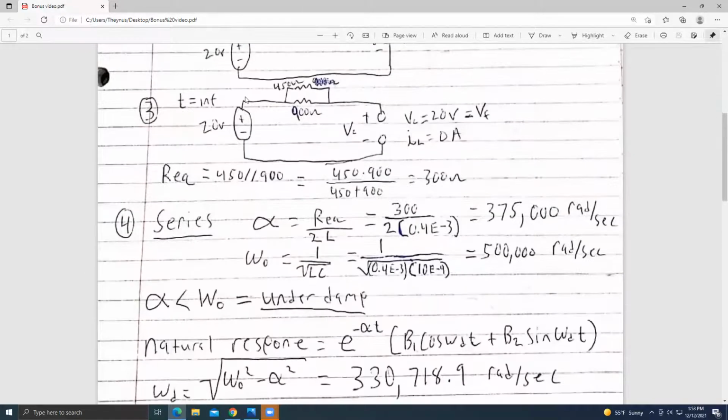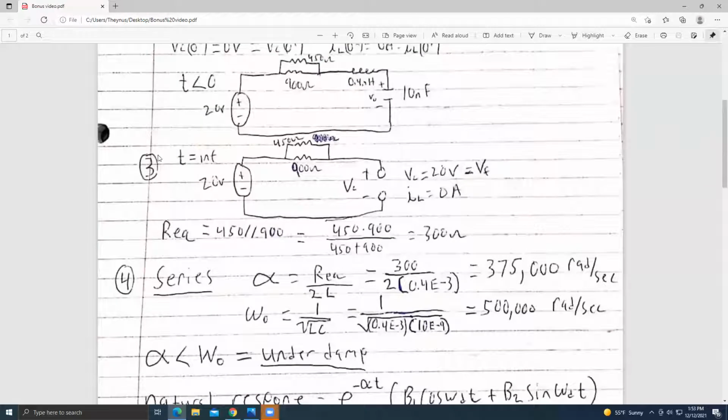Moving forward, we will draw our last circuit here, which is at time equal to infinity. This would include our 20-volt source, our 2 resistors in parallel. Our inductor at this point will begin to act as a wire, and our capacitor will act as an open. The reason for this is that our capacitor is now fully charged. Therefore, it is going to inhibit DC flow.